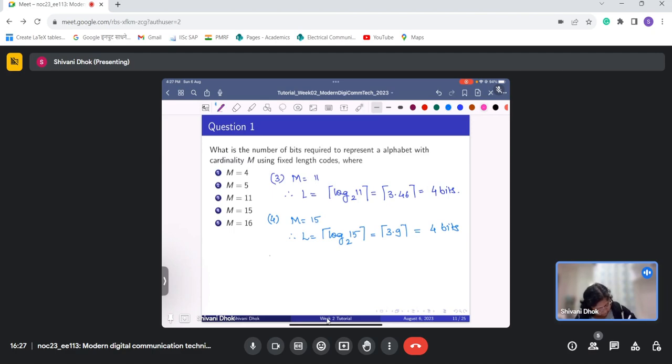And the last one that we have is M is equal to 16. That is, we have length as ceiling of log 16 to the base 2. This I can write as log 2 to the power 4, which is 4 log 2 to the base 2, which is 2 bits. I hope this is clear. Do you have any doubts in this?